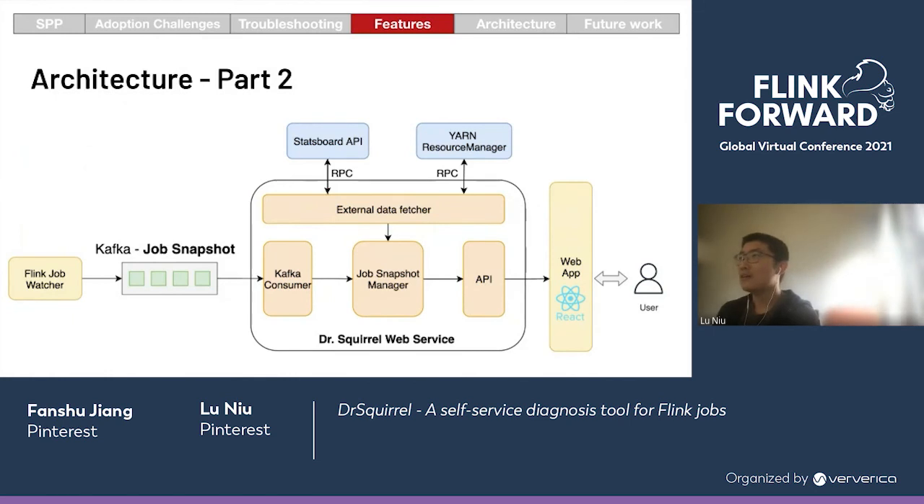Then the second component is DrSquirrel server. The server is stateless. It listens to corresponding Kafka topics and present the job snapshot data in the UI. It also pulls dashboard and Yarn resource manager for more data like job resource usage, external dependency metrics, etc. Next page, please.